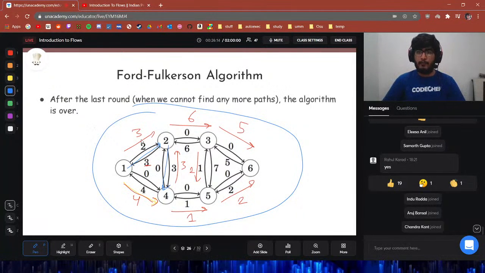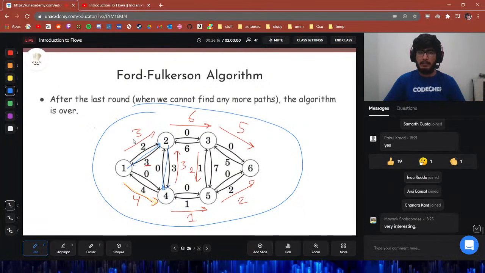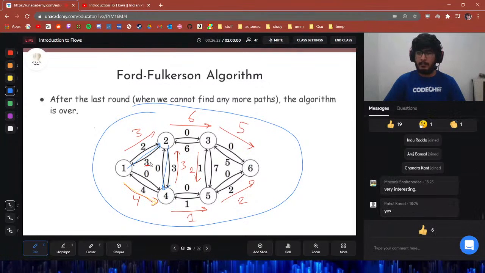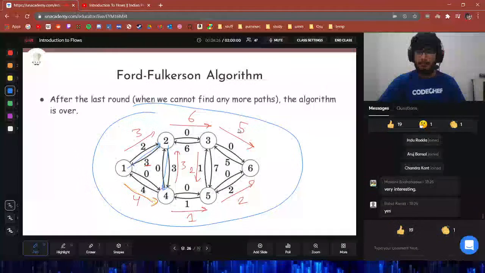Did you understand how the Ford-Fulkerson algorithm works? Just give a thumbs up in the chat if you do understand what is happening here, right? Let me look at the YouTube chat as well, right?